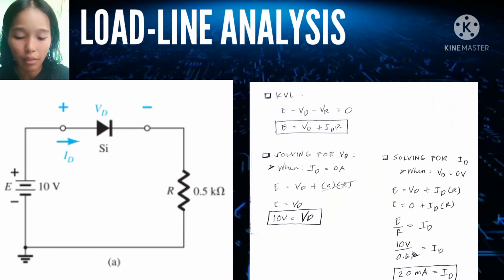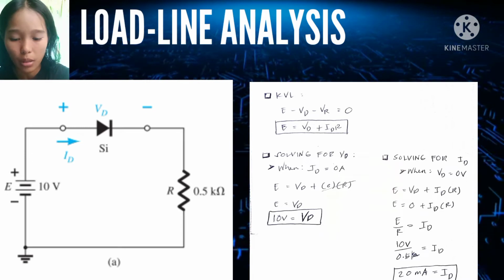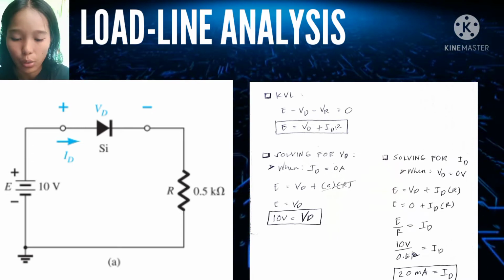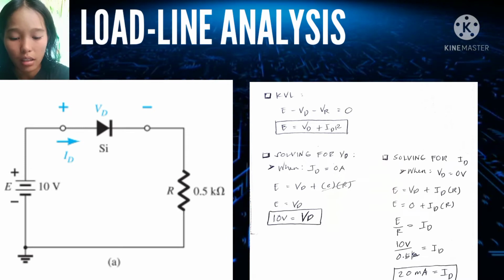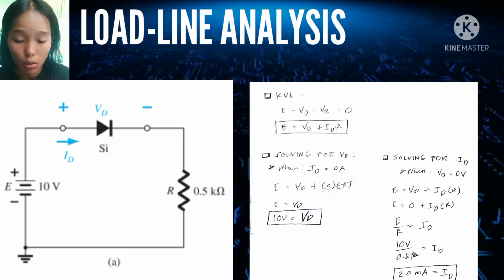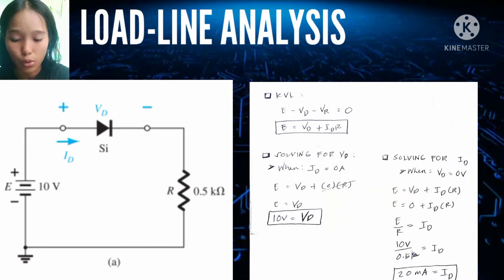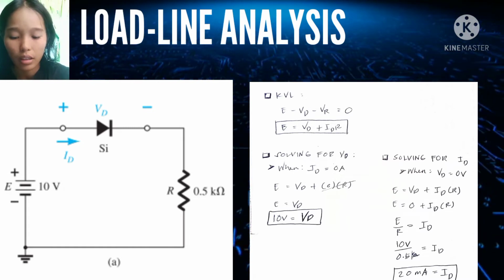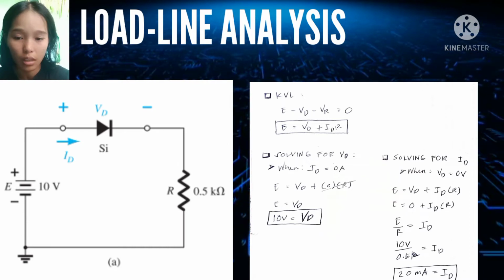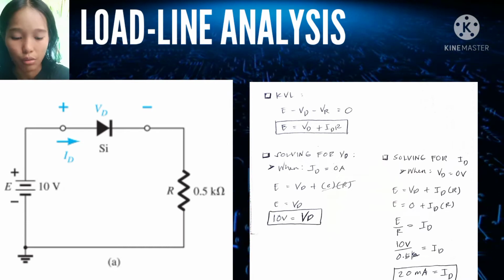For the VD, when ID is equal to 0 amperes, we just use the equation from earlier: E is equal to VD plus ID times R. Since ID is equal to 0, that term is 0, so E is equal to VD. Our E is 10 volts, so our VD is equivalent to 10 volts.